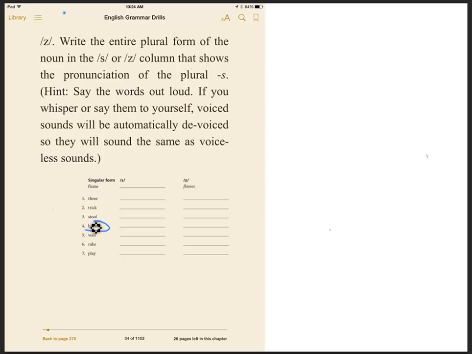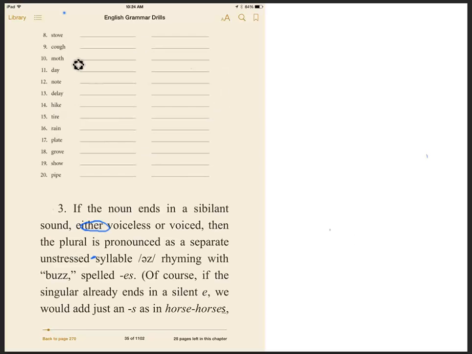When you have a Y, remember the rule. If it's preceded by a consonant, you change the spelling. And if it's preceded by a vowel, if it's part of the vowel, then you don't change the spelling. You just put it in the Z column, okay? So go ahead and try that. And of course, it goes on to the next page, and you have 20 of them to do.